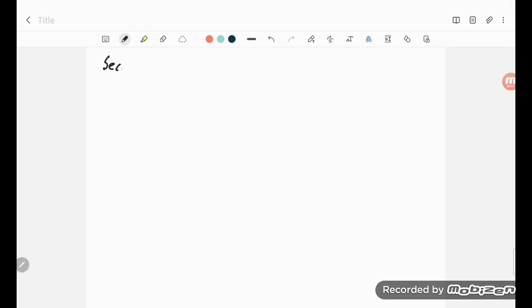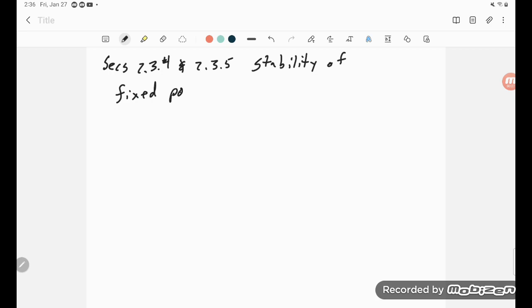Okay, so this is sections 2.3.4 and 2.3.5, where we're looking at this idea of stability using fixed points, the terminology fixed points, but equilibriums, either one. So we can use those.